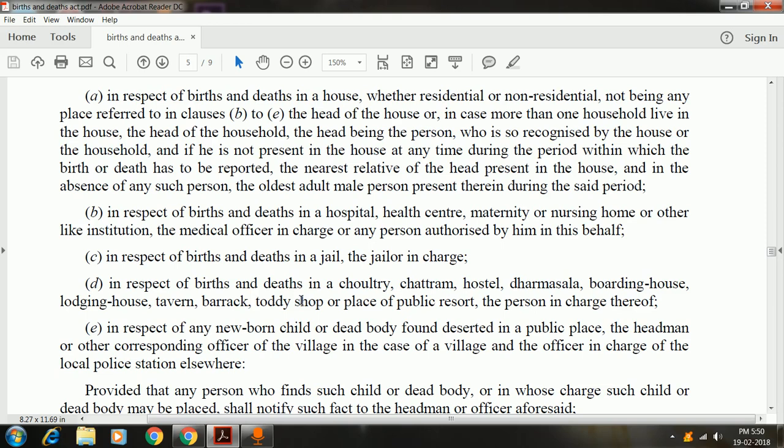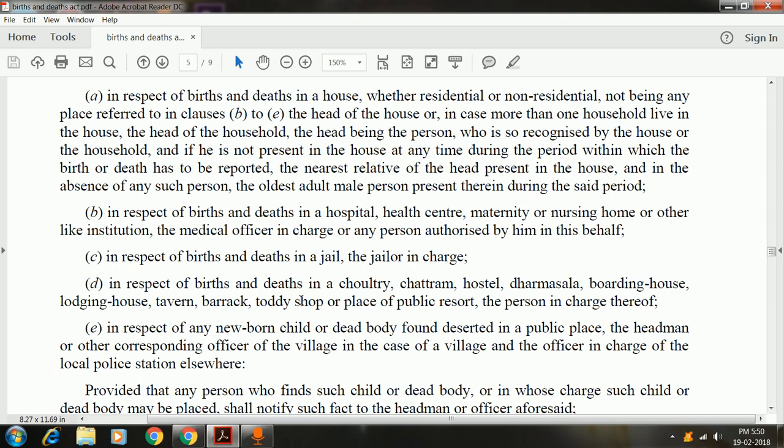In respect of births and deaths in hostel, dharmashala, boarding house, etc., the person in charge. In respect of any newborn child or dead body found deserted in a place, the headman or the corresponding officer of the village, as the case may be, or the officer in charge of the local police station elsewhere.